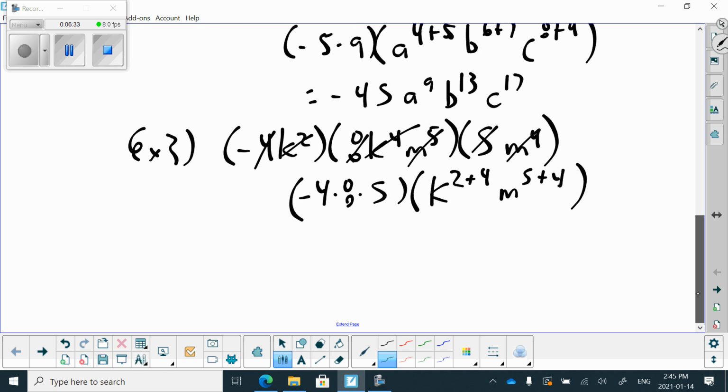Okay, good. And you might think, oh, I need a calculator for this. No, you don't. What's 8 times 5 there? 40, right, times 4. 160, but what kind of 160? Negative 160. K to the 6th, and m to the 9th. Absolutely. Questions about multiplication?